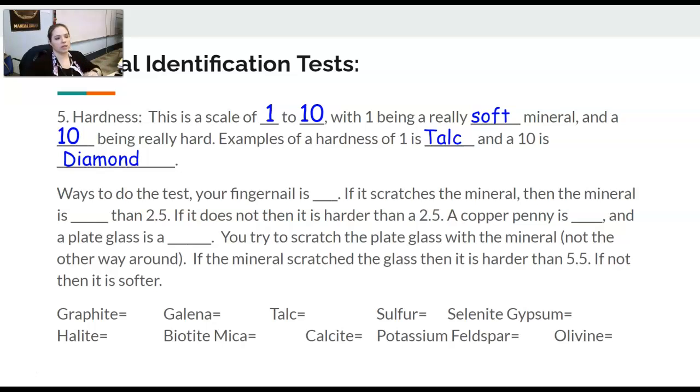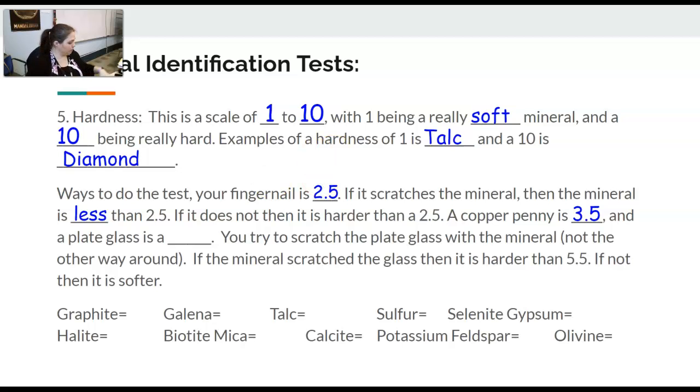So ways to do this test. Your fingernail, like I showed you on Friday, is a 2.5. If it scratches the mineral, then the mineral is less than a 2.5. So the best one I have is the selenite gypsum, and I showed you when I scratch it with my nail, it has like a little snow shower. A copper penny, that is a 3.5, so it's a little bit harder.